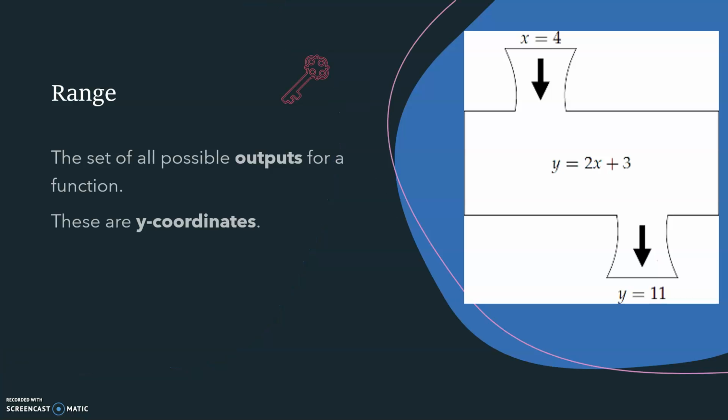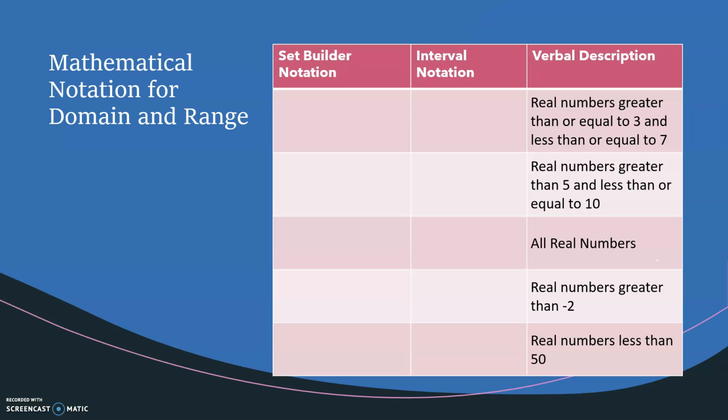The other new word is range. Range are the outputs. It's a list of all the possible outputs. The range are y coordinates. Every time I input a number into this machine, I should expect the same number to come out. So every time I put a 4 into this machine, I'm going to get an 11. If I put a different number in, I'll get a different output, but I should always get the same output every time I put x equals 4 in. So that's the range. That's a list of y coordinates.